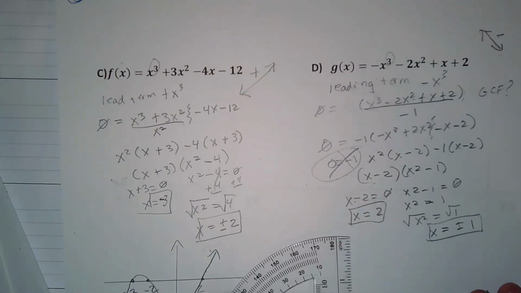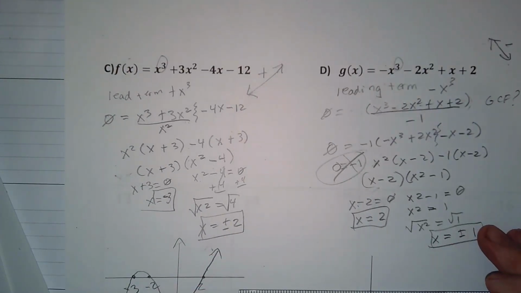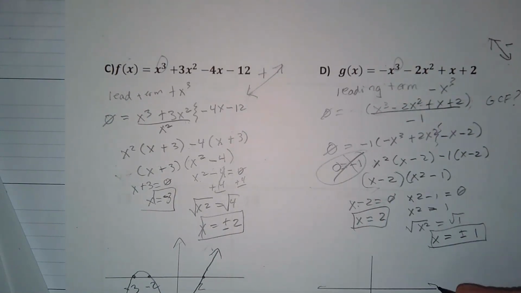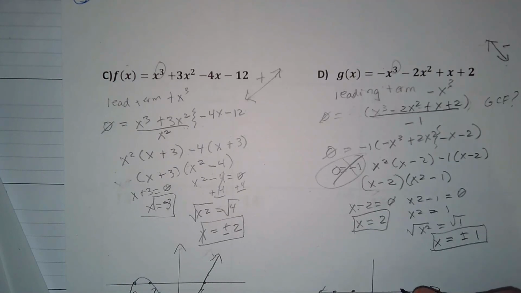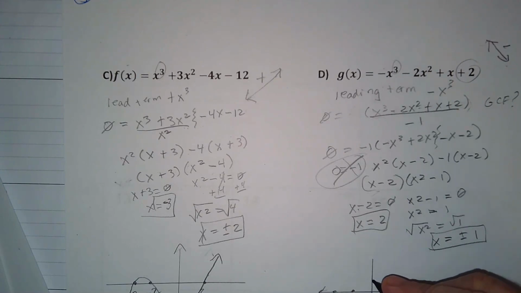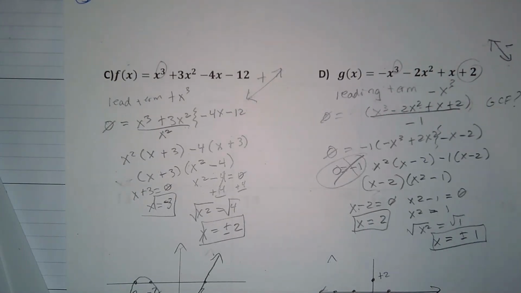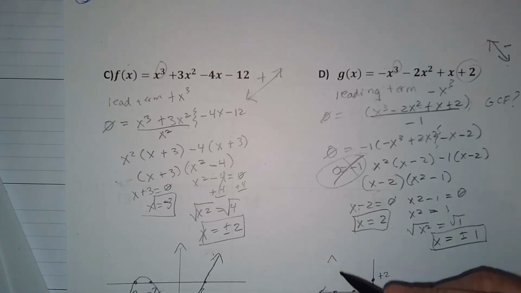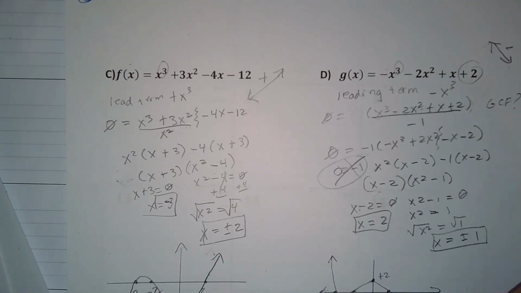All right, so we got negative 2 over here, negative 1 here, and 1 over here. And then we've got positive 2 as our y-intercept. And we're going down, so we're starting up this time, and we're going to end up down here somewhere. So this should look like this.